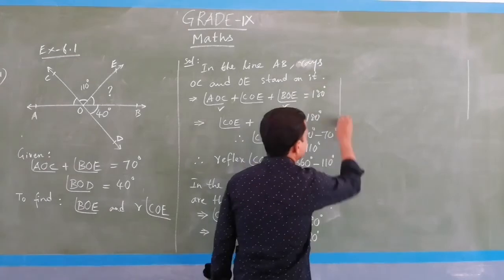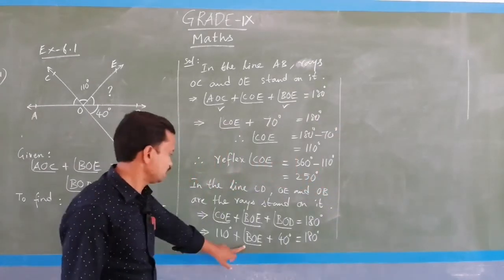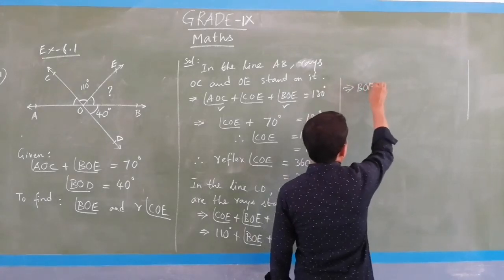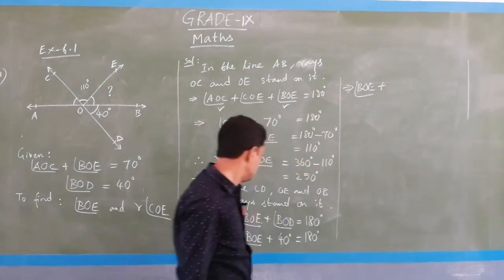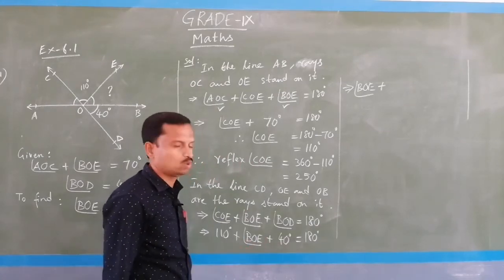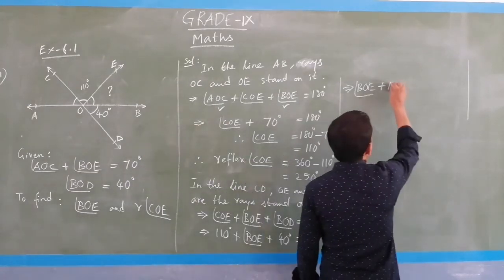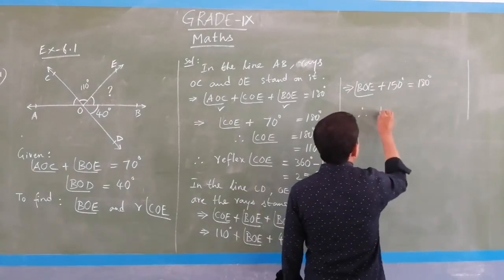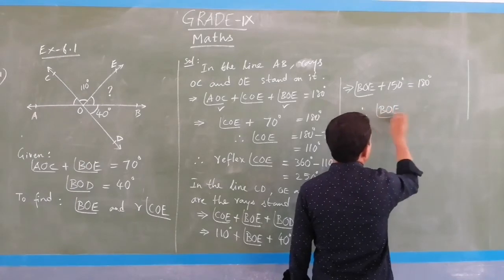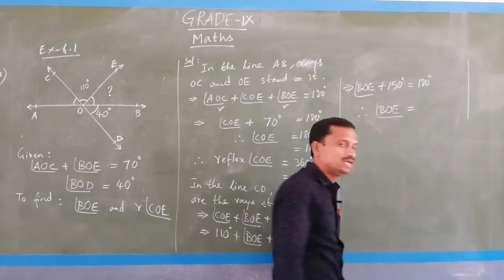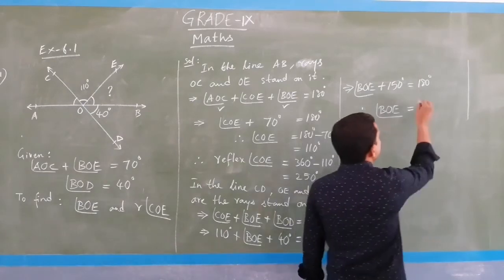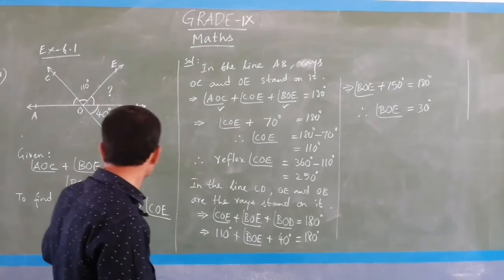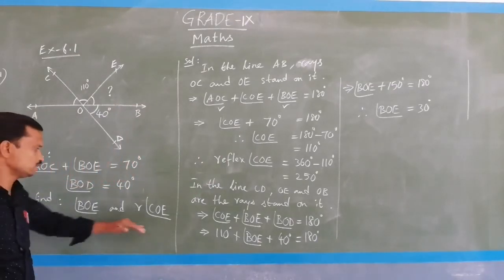And now angle BOE plus these 2 angles, if you add, 110 plus 40, you get 150, equal to 180. So, therefore, angle BOE is equal to what? 180 minus 150, and we get 30 degrees. So, that is all. We found angle BOE and the reflex of COE.